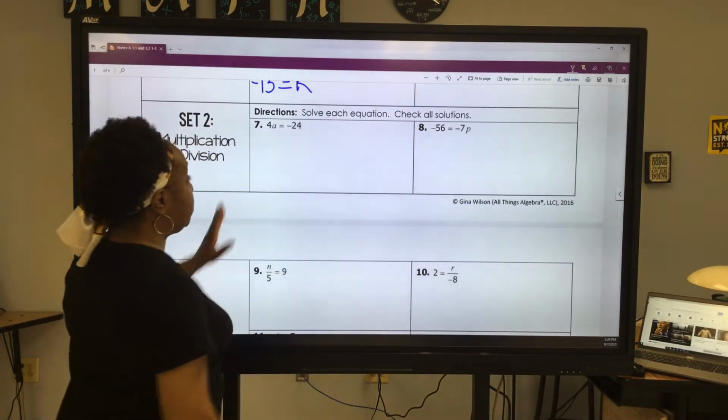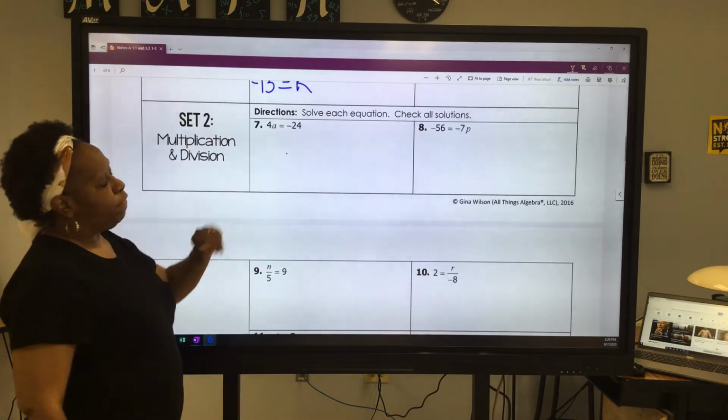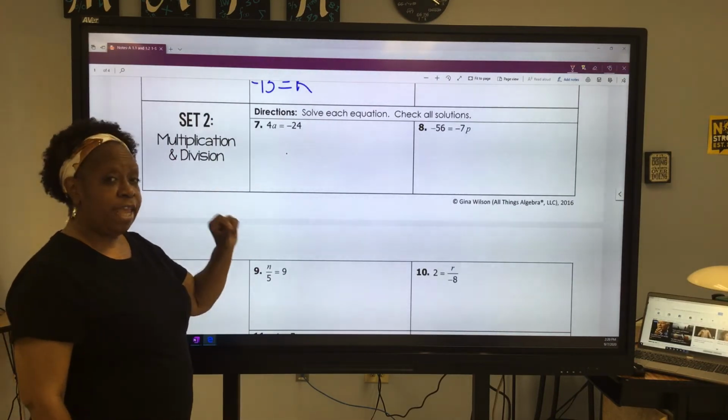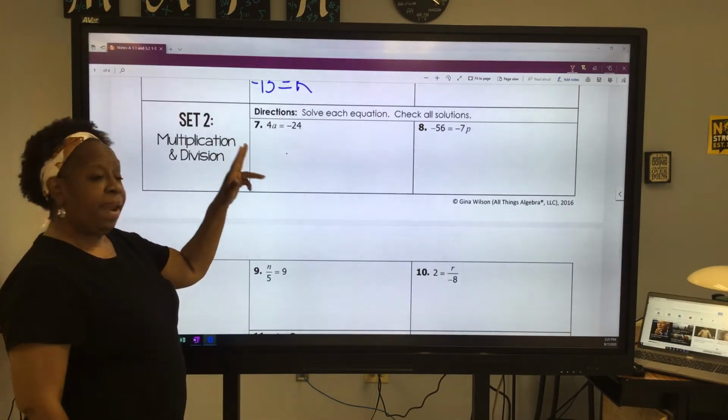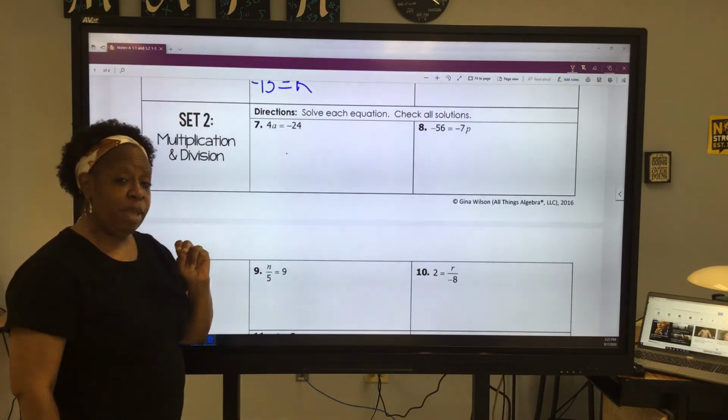Okay, let's take a look. We're gonna solve each equation. Look at the first one. We have 4a equals negative 24. 4 and a are side by side. That means they're being multiplied.